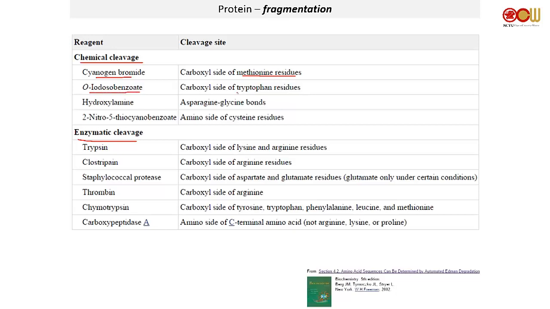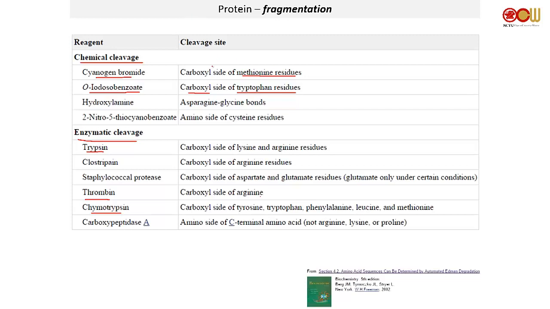Iodosobenzoate cuts at tryptophan. Also pay attention to which side they cut. Then for enzymatic ones, we also have trypsin and chymotrypsin. These are used very frequently. Sometimes you also use thrombin, which cuts at the carboxyl side of arginine, and so on and so forth. So this chart you should be familiar with.